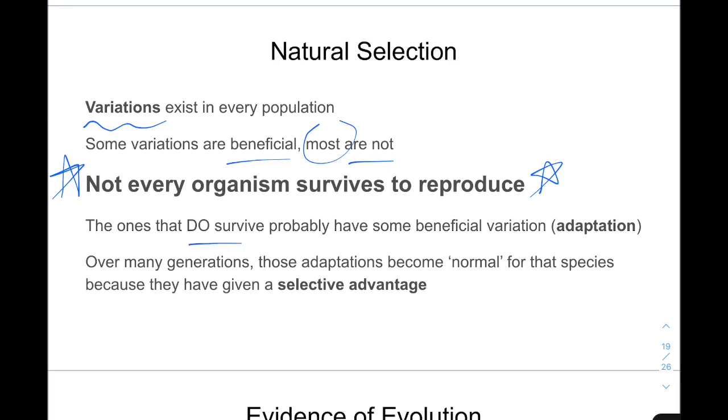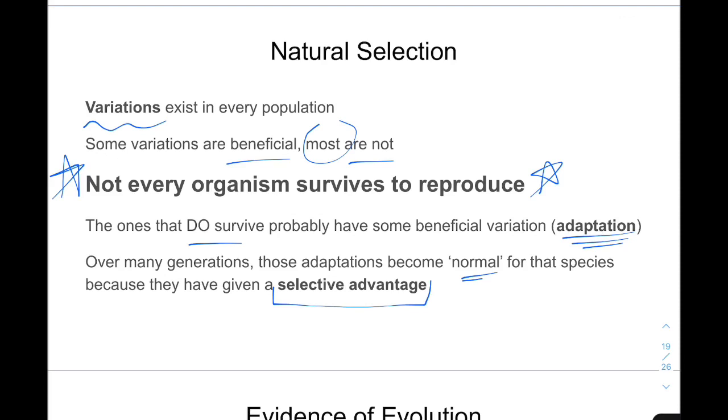So the ones that do survive to reproductive age probably have something going for them that's better than the ones that didn't survive. Over many, many, many generations, sometimes thousands, tens of thousands, hundreds of thousands of years, those adaptations will spread throughout the population, and they'll just become normal. That's just what butterflies look like now. That's just what beetles look like now.